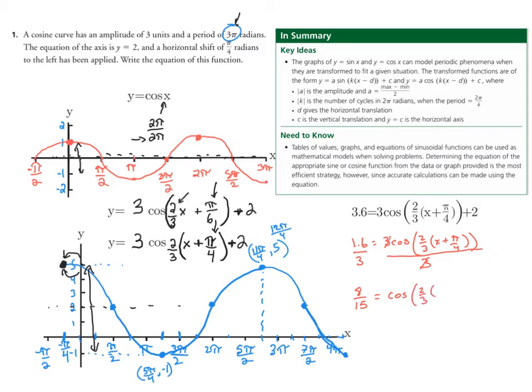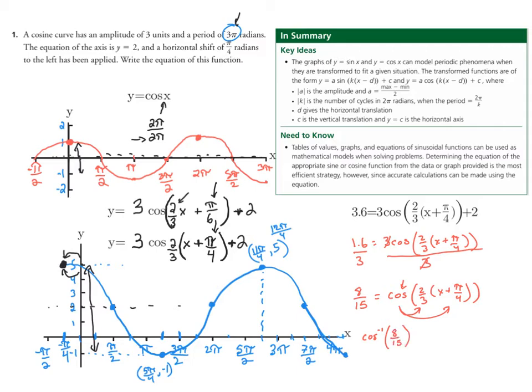Now this is a big trick right here. You can't start dividing by 2/3 or dividing by x, you can't do any of that, because this is not times. This is not cos times these things. This is the cos of these things. The only way to get rid of this cos is to take the cos inverse. So we're now going to do cos inverse of 8 over 15.